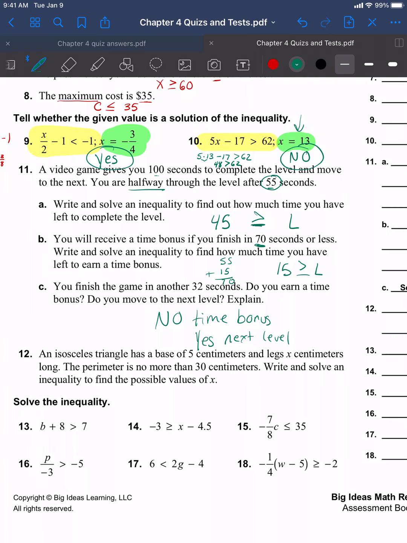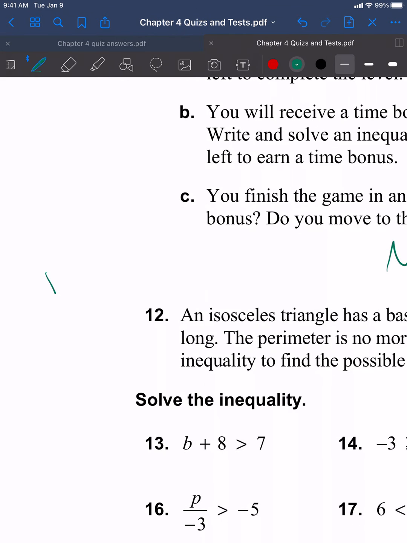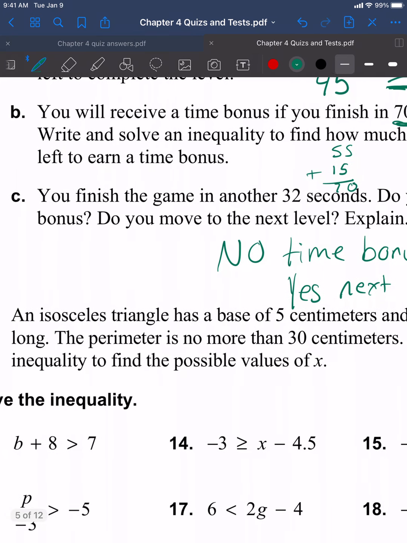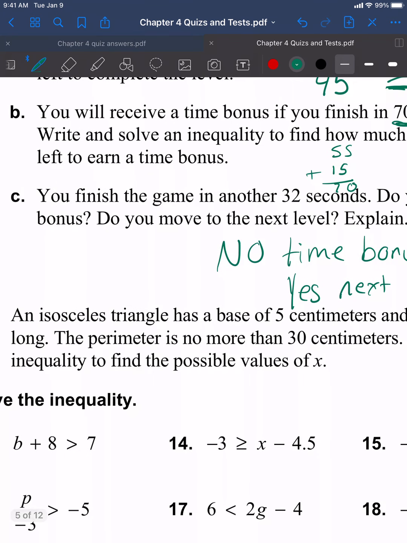Hold up. What on earth is an isosceles triangle? Two sides equal? It's an ice cream cone! What do you know about an isosceles triangle? Well, for one thing, it looks like an ice cream cone. Two sides equal, one side not equal. Two sides are the same, one side is different. Good job. So an isosceles triangle has a base, meaning the bottom, of 5 centimeters.